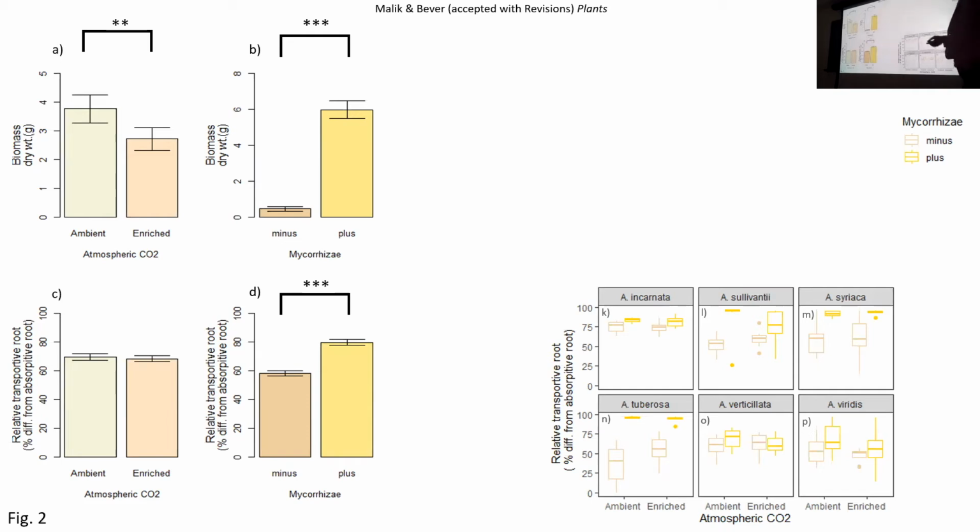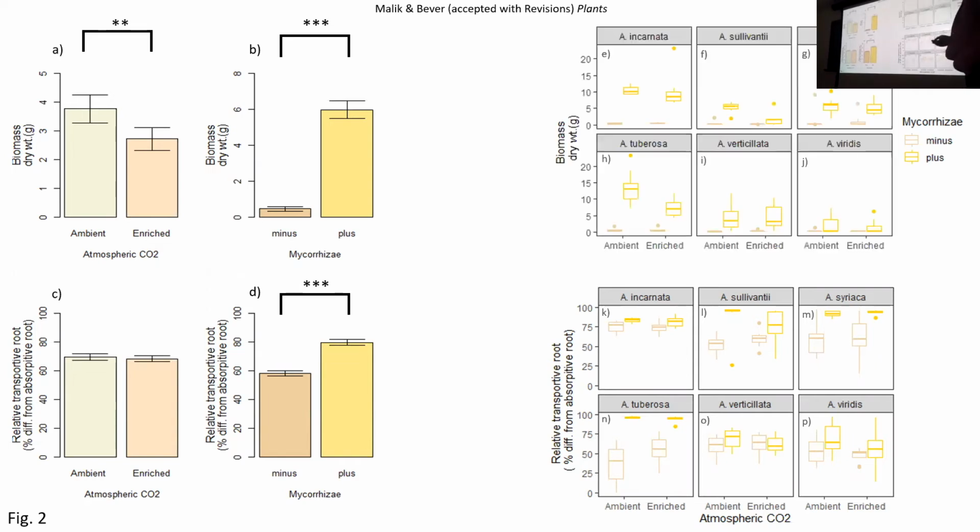Okay, now for the top left panel, we're looking at biomass now. Enriched atmospheric CO2 depressed the biomass of the milkweed species, while mycorrhizal fungi had the opposite effect and improved biomass. In terms of the different species, how these two factors of mycorrhizae and CO2 impacted the biomass of these species.